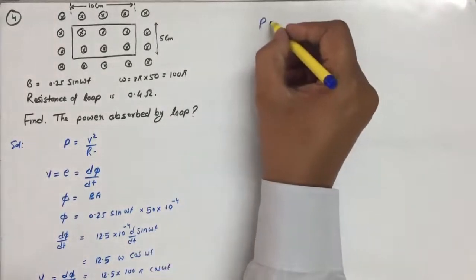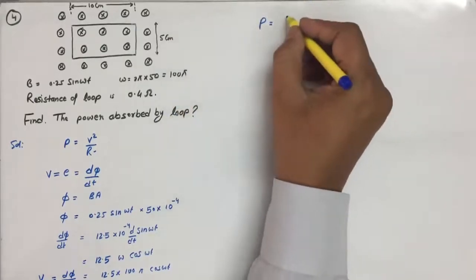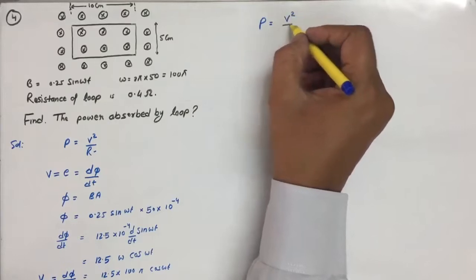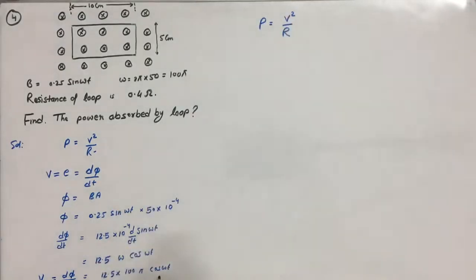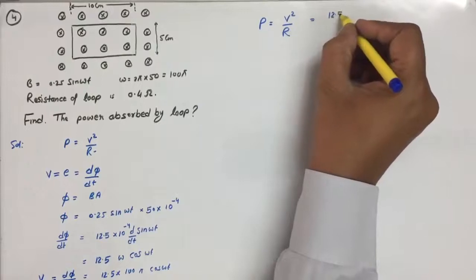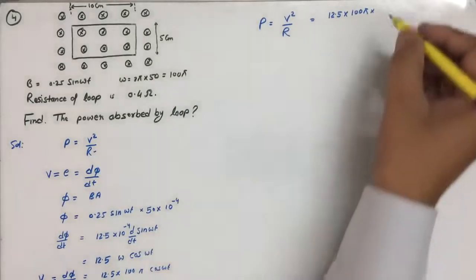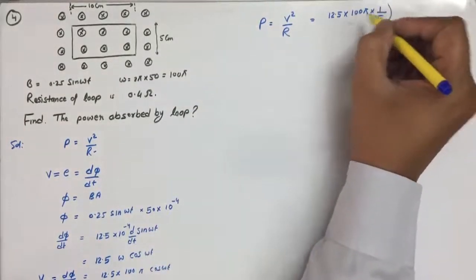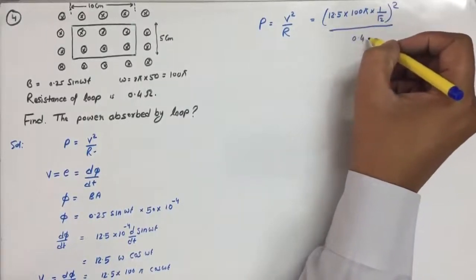Now the power loss, that will be absorbed by the loop, will be V square by R. This V is the RMS value of the EMF induced. So we will find the RMS value of this, that will be 12.5 into 100 pi into 1 by root 2, whole square, divided by R, that is 0.4 ohm.